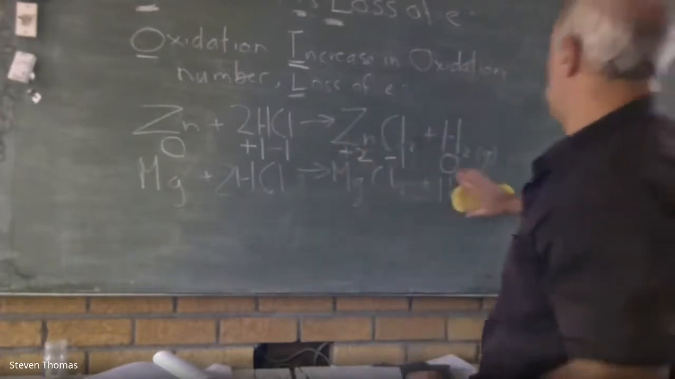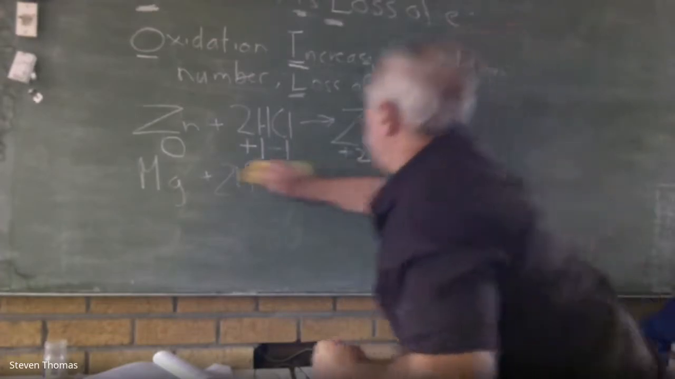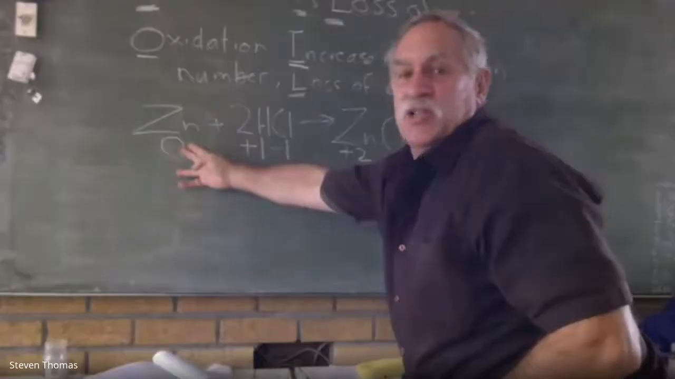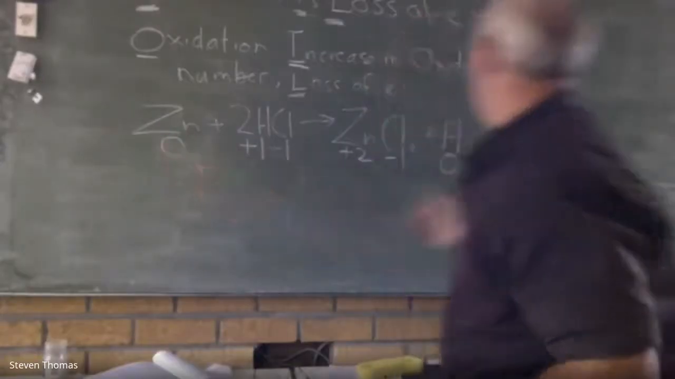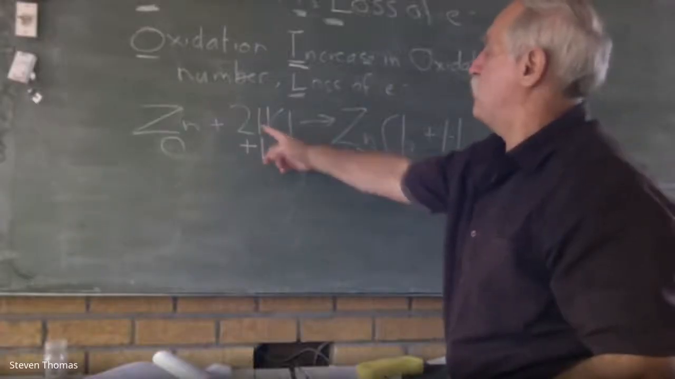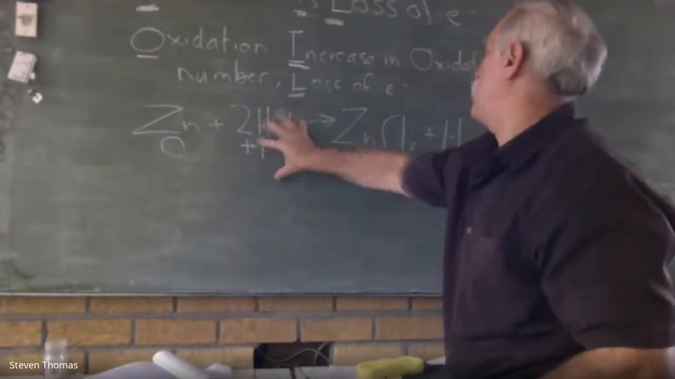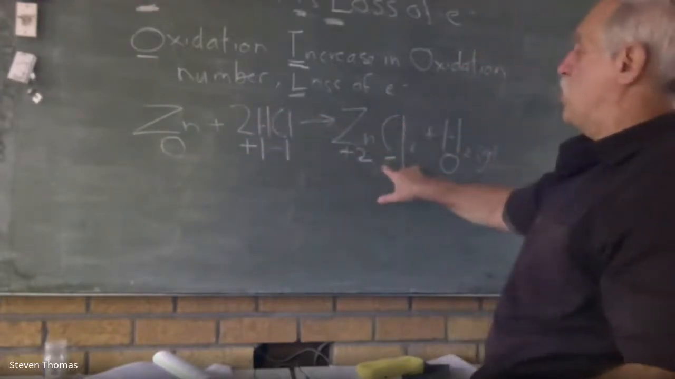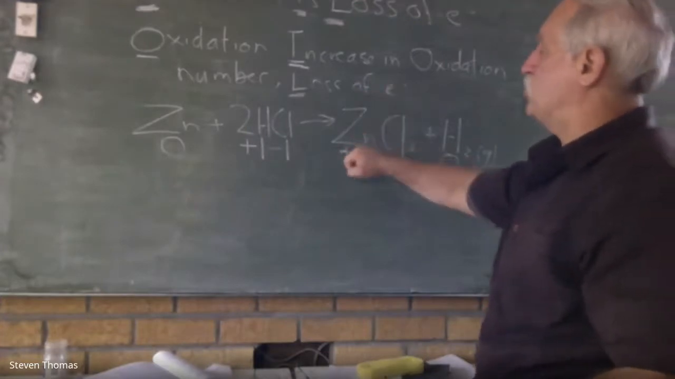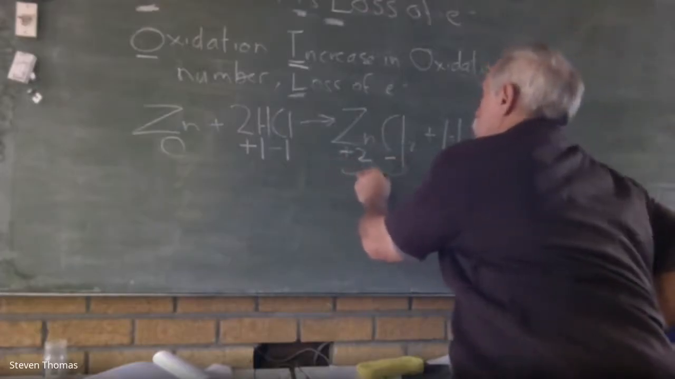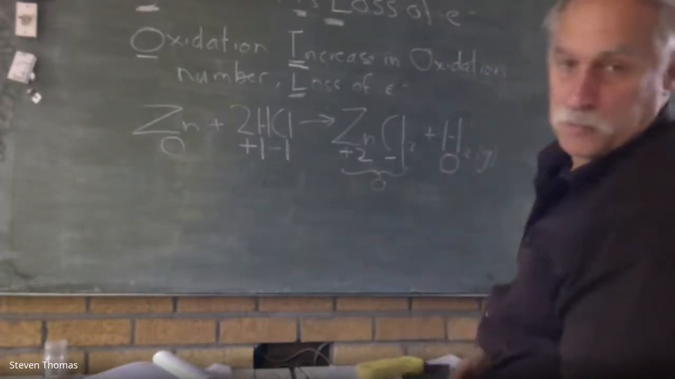Do you see that? So that's by itself, so it's 0. That's by itself, so it's 0. That's in group 7, so it's -1. There's one of them attached to it, and that's in group 1, so that's +1. That's easy to work out. Chlorine is always -1 when it's combined with something. So what is the zinc? Well, there's 2 -1s, so that must be +2, so that together +2 -2 equals 0 altogether.